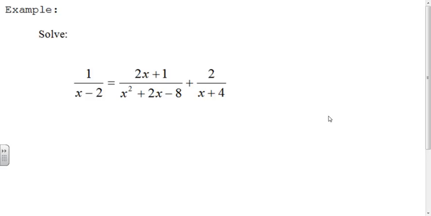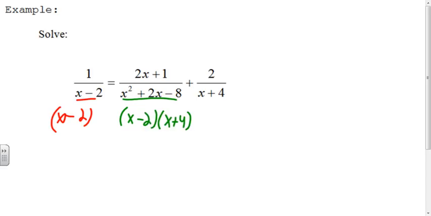On our 9.6 lesson, we need to solve more of our rational equations with these polynomials. So, again, remember the first thing to do is always find our LCD. So we have x minus 2 over here. So x minus 2 is our factor. Over here, x squared plus 2x minus 8. So our factors are going to be x minus 2 and x plus 4.